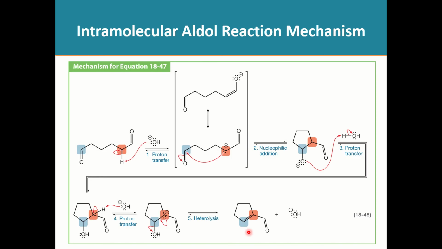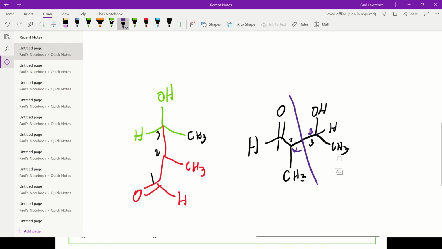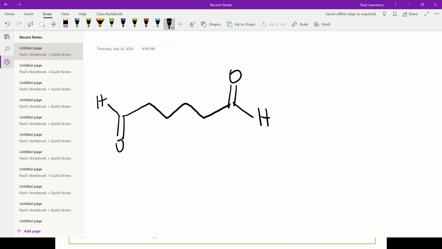let's see here. So 1, 2, 3, 4, 5, 6. So let's draw ourselves a linear molecule. There we go. That's what I want. Okay, there it is. And we know this guy's going to become our enolate. When it attacks like this, how do you know what size of ring you're going to make?